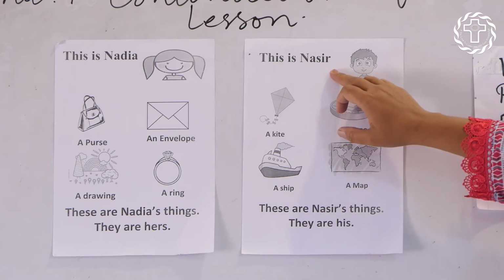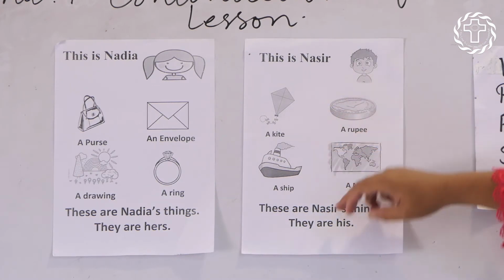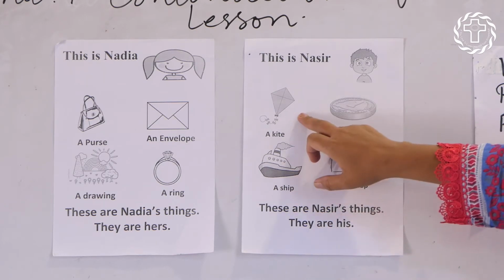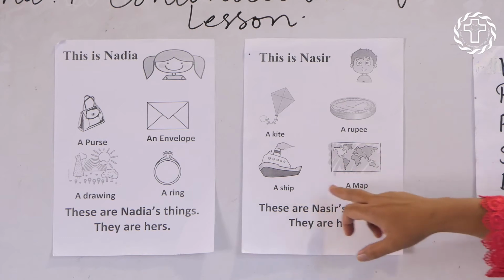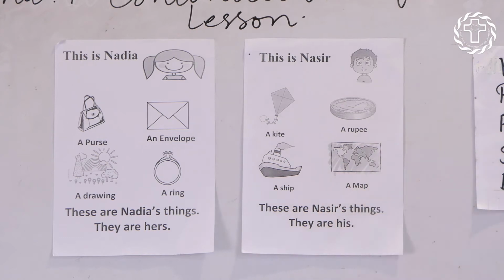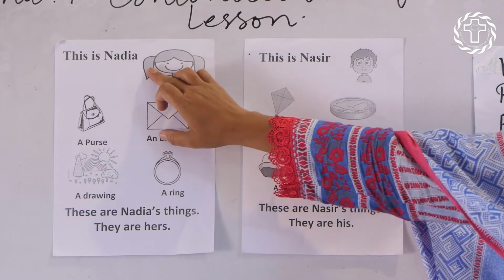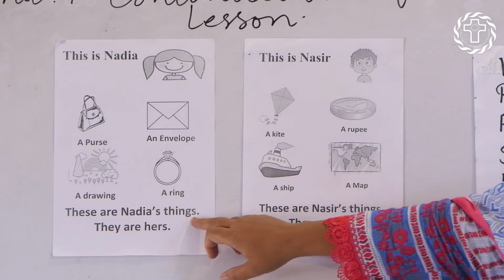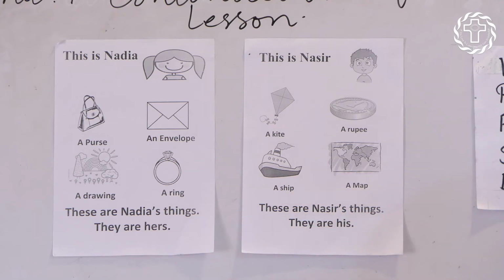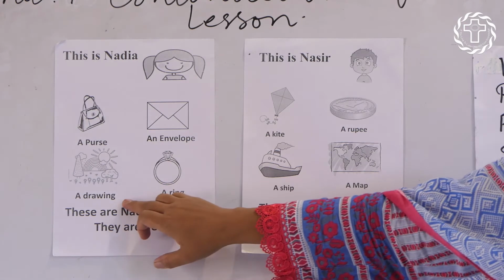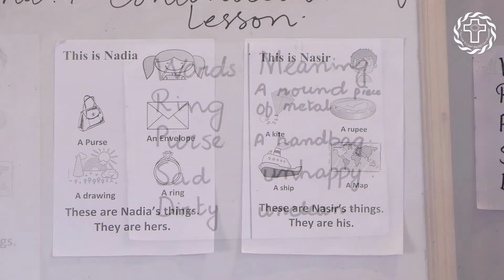This is Nasir. These are Nasir's things. They are his. Kite, rupees, a ship, a map. This is Nadia. These are Nadia's things. They are hers. A purse, an envelope, a drawing, a ring.